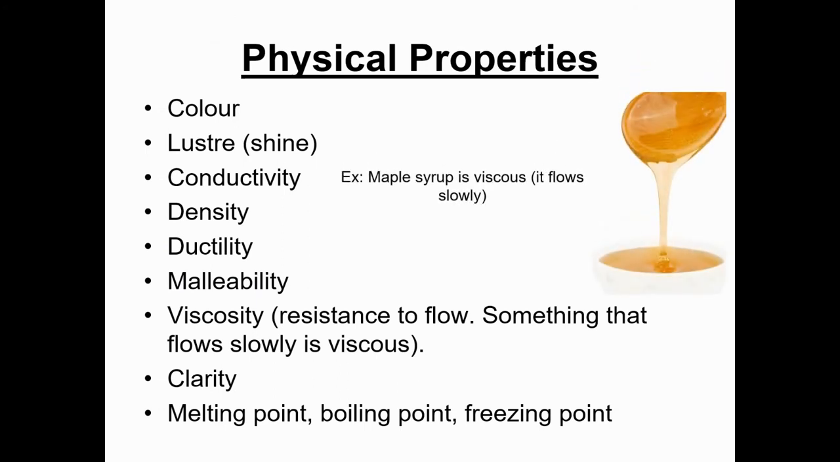Another physical property you might use to describe substances is viscosity. And it's just the resistance to flow. So if something flows very slowly, like let's say maple syrup, we would say that it's viscous. So maple syrup is viscous, or ketchup is viscous.